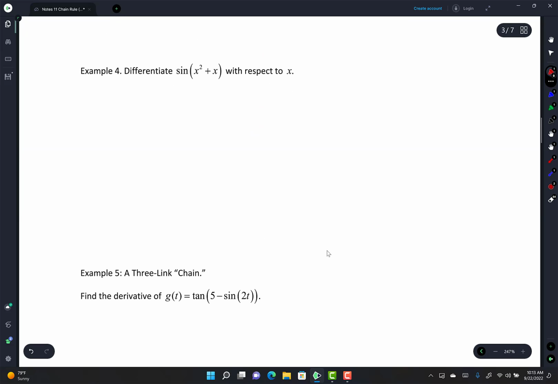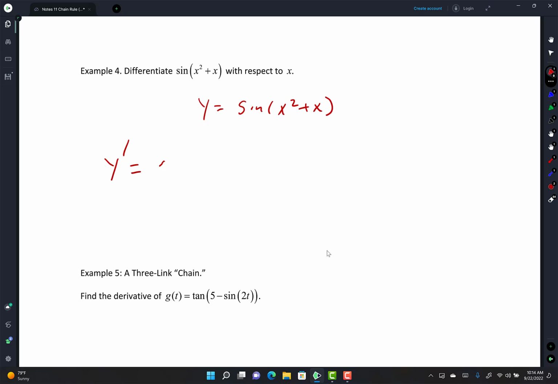Example 4. Differentiate sine of x squared plus x with respect to x. So here we go. I'm going to write y equals sine of x squared plus x. And now I'm going to go y prime. You can say dy/dx if you want. What's the derivative of sine? So write cosine, leave the inside alone.